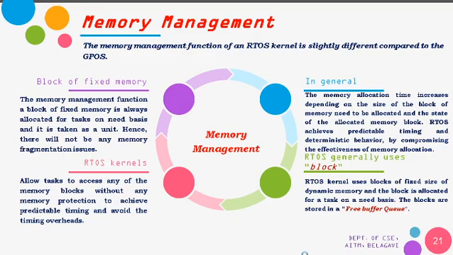The RTOS kernel uses blocks of a fixed size of dynamic memory, and a block is allocated to a task on a need basis. The blocks are stored in a free buffer queue. RTOS kernels allow tasks to access any of the memory blocks without any memory protection, to achieve predictable timing and avoid timing overheads. In the memory management function, a block of fixed memory is always allocated to a task on a need basis and it is taken as a unit. Hence, there will not be any memory fragmentation issues.